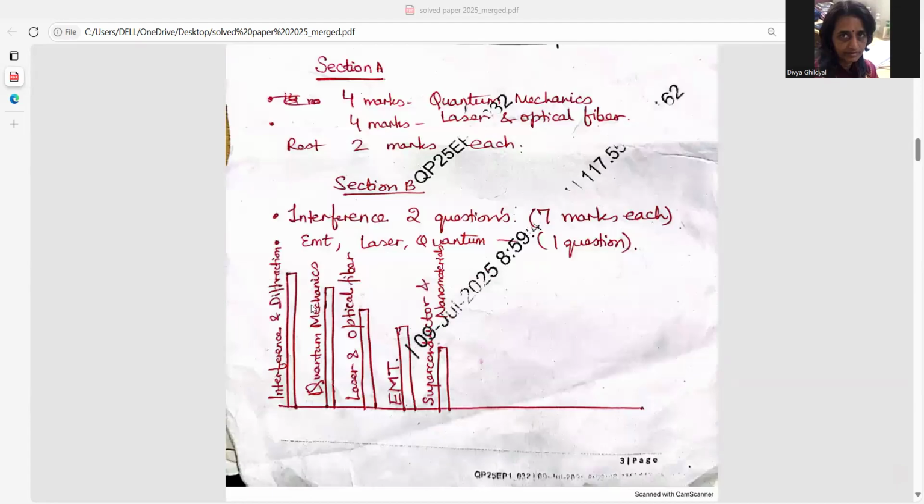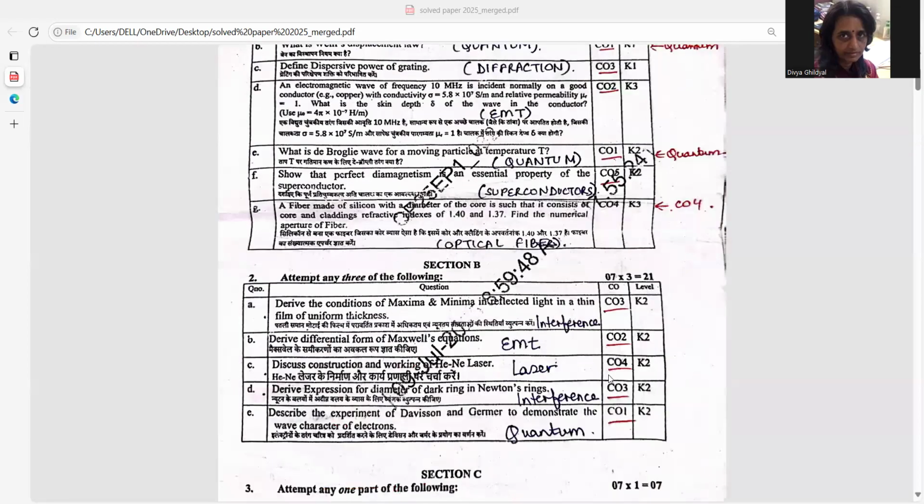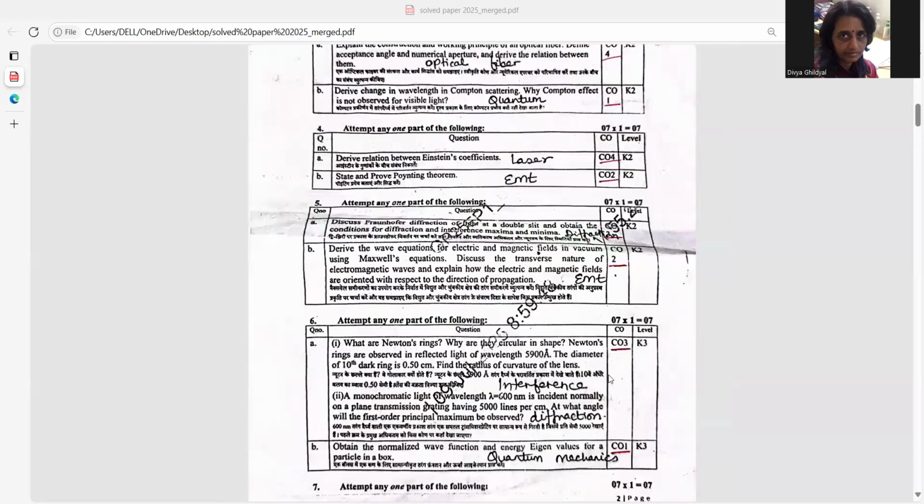So the interference and diffraction unit got more weightage along with quantum mechanics, laser and optical fiber, where optical fiber was less, and laser, Einstein, helium neon, etc. was more. EMT was very less, and even less was superconductor and nano. So this 70 mark paper, on the whole, was very easy.